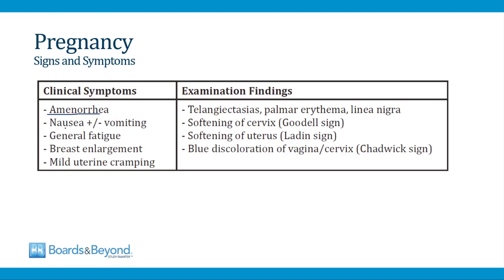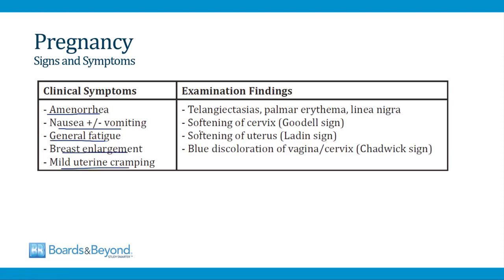Early in pregnancy, women often have nausea and vomiting. I talk about this in other videos. This is associated with that spike in the HCG level that occurs early in pregnancy. It tends to get better as the pregnancy progresses. And then women can also have general fatigue, breast enlargement, or mild uterine cramping in pregnancy, especially in the early stages.